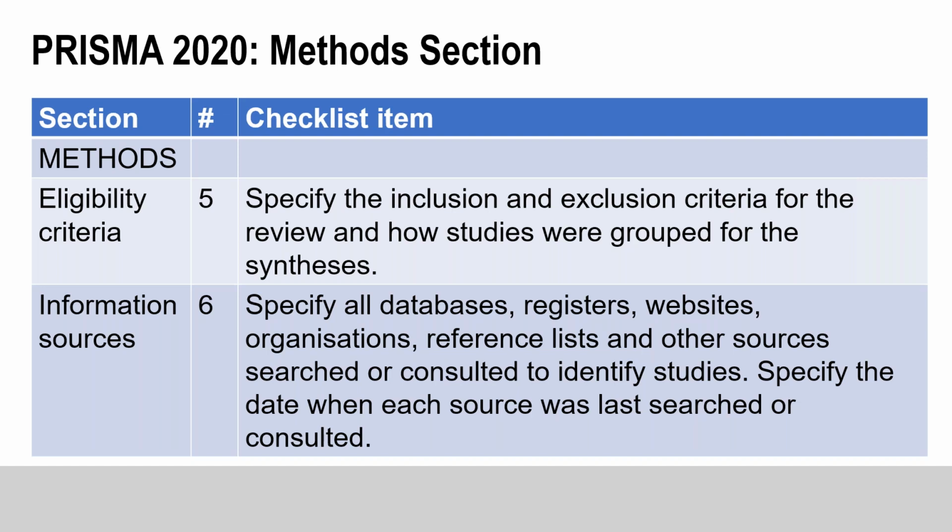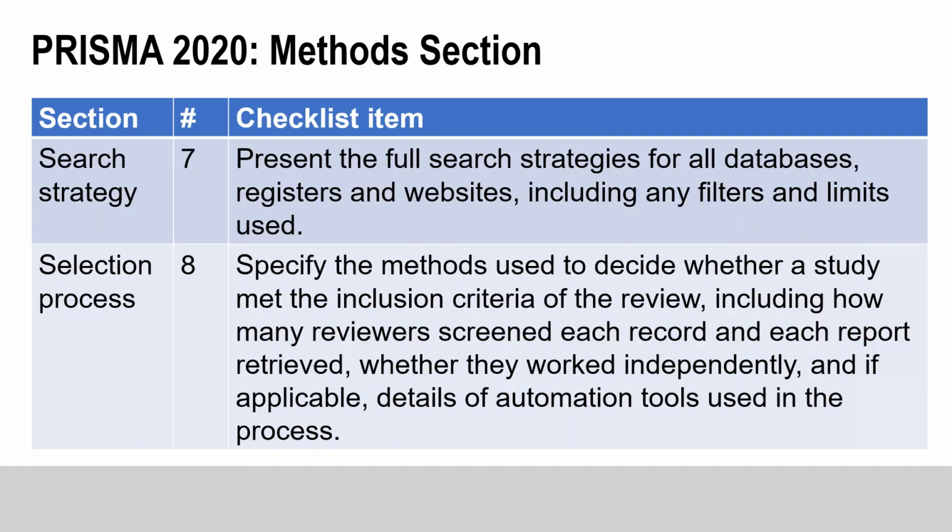Then for item 6, we're asking people to specify a range of sources that they might have consulted to identify studies, such as any bibliographic databases, trials registers, websites, or contacting of individuals or organizations, and then to specify when each of these sources was last searched or consulted. Following that, we ask people to provide their full search strategies for all of the sources that they've consulted, including any filters and limits used.